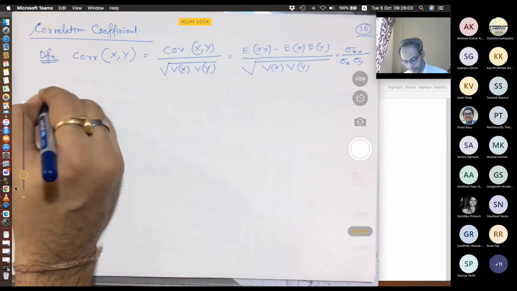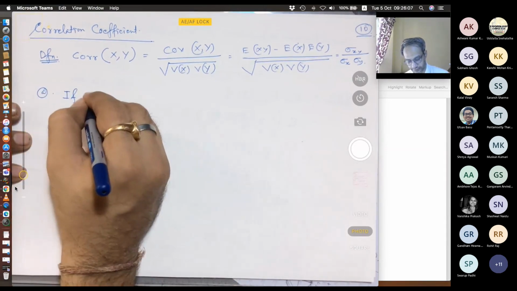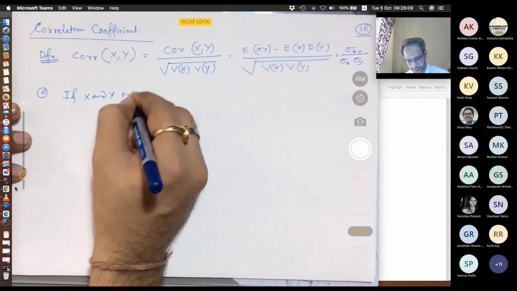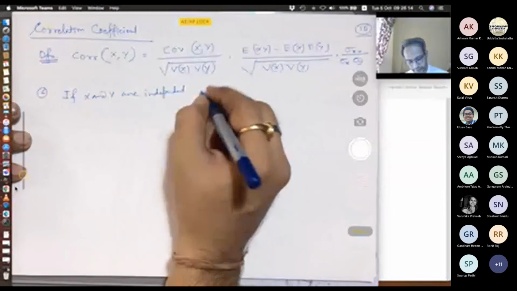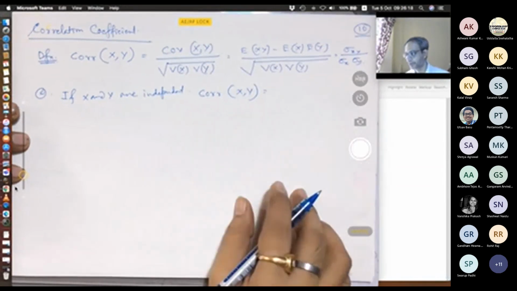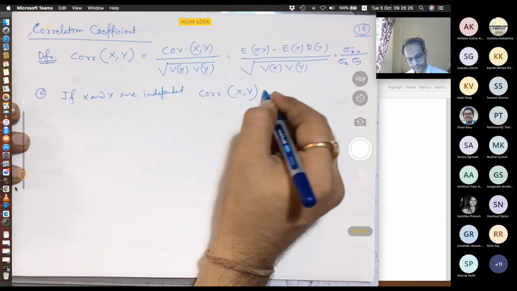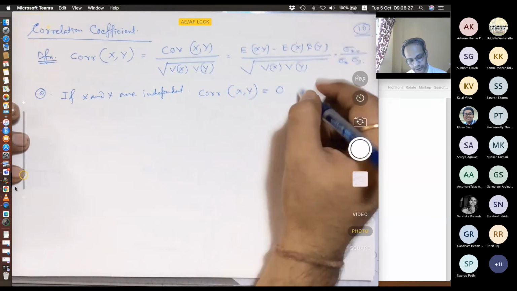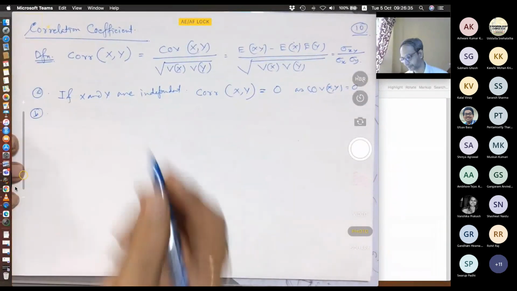Now property A: if x and y are independent, what will be the value of correlation xy? Can you quickly tell me? It is 0, as covariance of xy is 0.